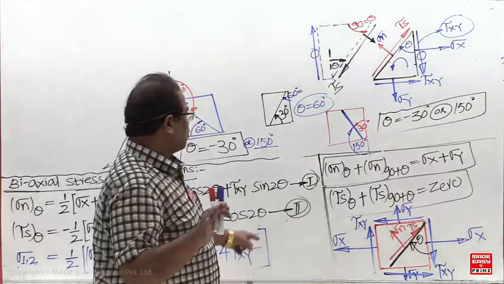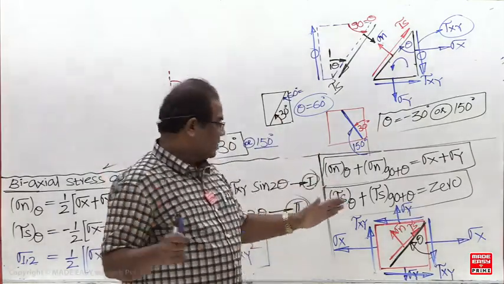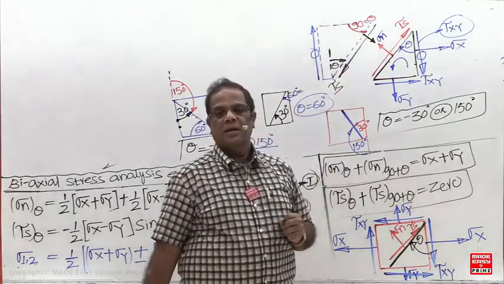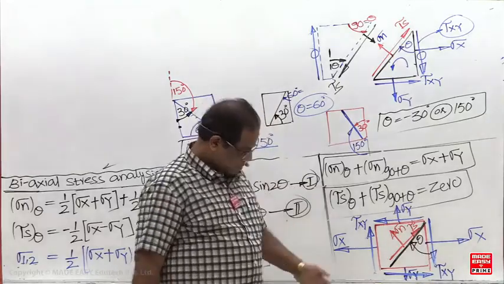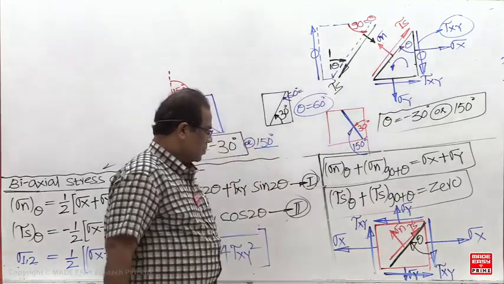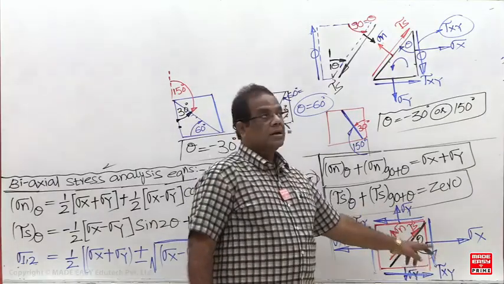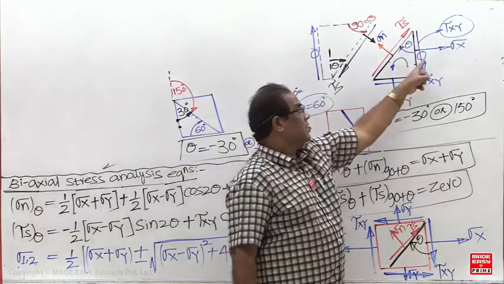Most of the students are going to make a mistake in theta. Otherwise, this is towards direction. Yesterday also we discussed this now. You should only be careful about tau xy and tau s. Tau xy is positive. These are the assumed directions.